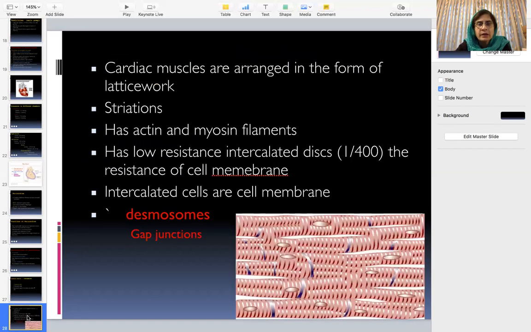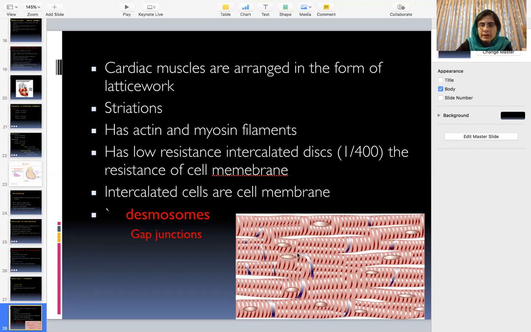Now the cardiac muscles are arranged in the form of lattice work. If we see the cardiac muscle histologically under a microscope, we have this striation-like appearance, just like the skeletal muscle. These are striations, in which there is branching and recombining and then spreading. It has actin and myosin filaments, just like the skeletal muscles.